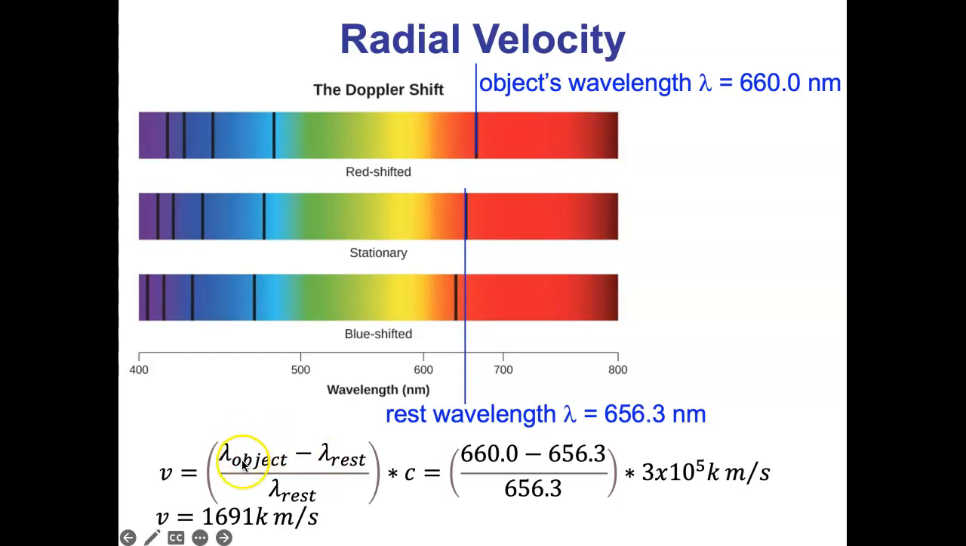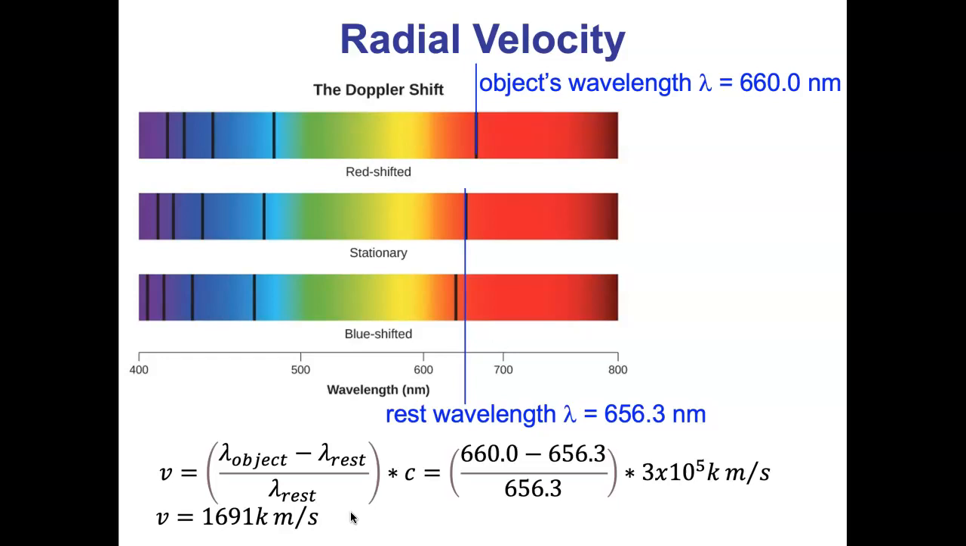This is very important. Always do the object wavelength minus the rest wavelength, because if you subtract them and you get a negative number, then you're going to get a negative velocity. What does that negative velocity mean? It tells you the direction. Negative velocity means it's traveling toward us. Positive velocity means it's traveling away from us. So there you go, right?